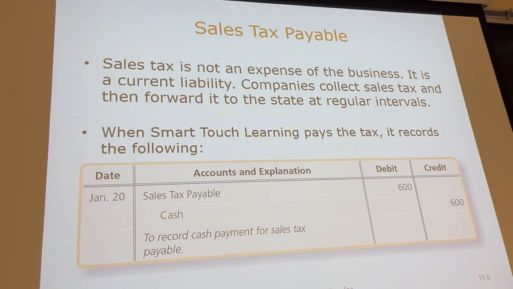Then on the 20th of the following month, the sales tax return and the check for the sales tax money will be sent into the state. So on that date, we will reverse the payable amount. So we will debit sales tax payable, $600. We will credit cash, $600. Now, there's a reason why this says January 20th, which is that in most states, including Florida, the sales tax money is due on the 20th day of the following month. So that's when the sales tax return would be sent in.